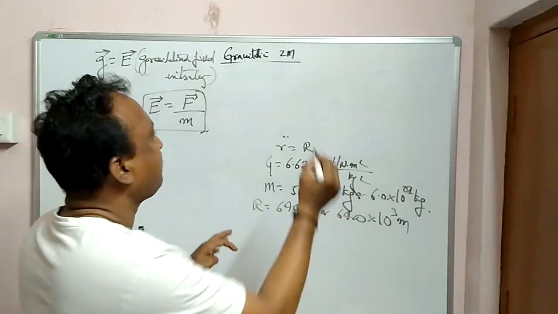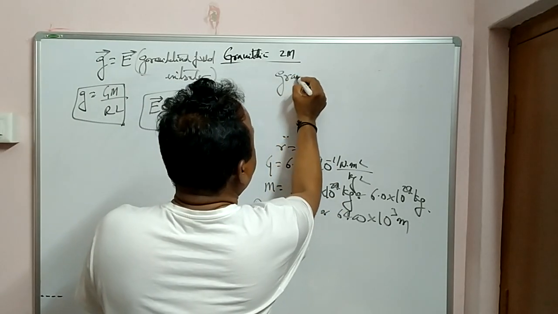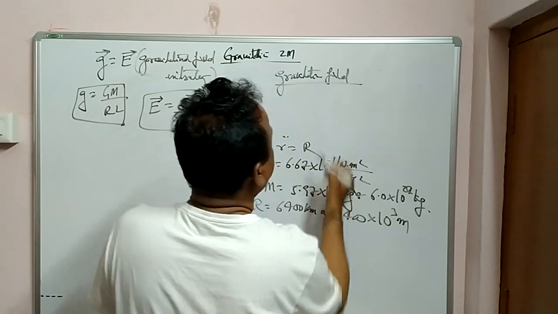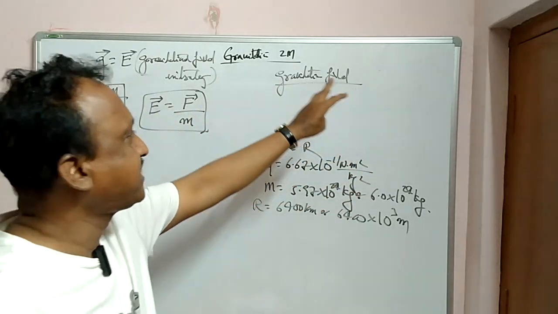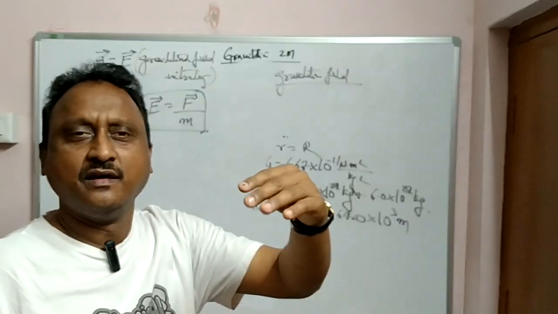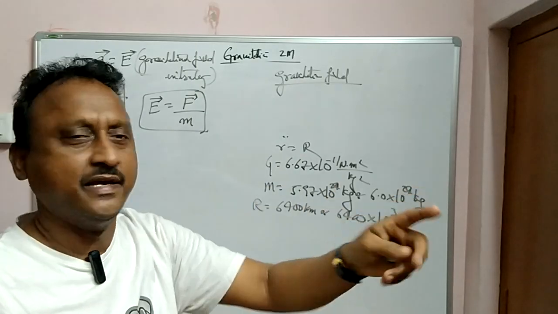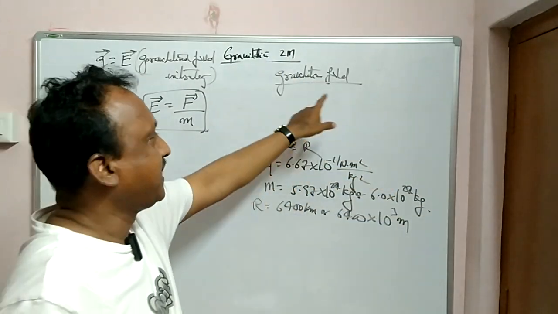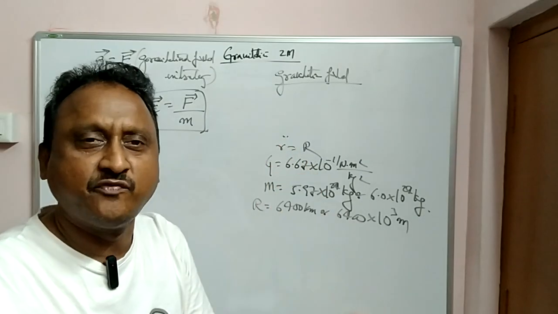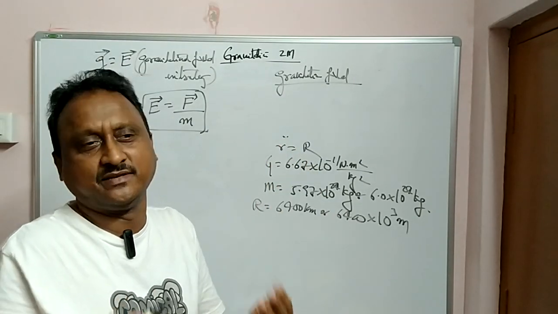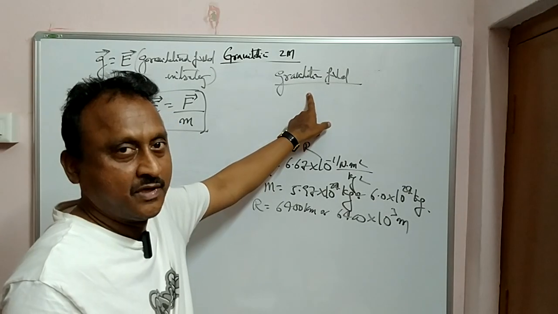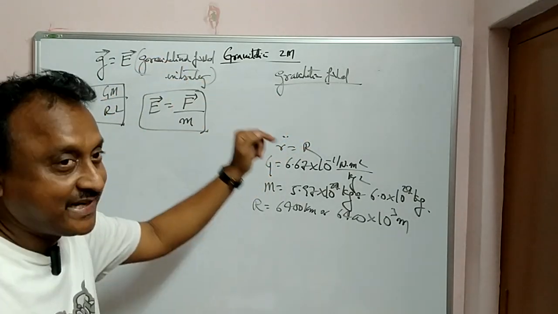What is gravitational field actually? Just like electric field, gravitational field is the region or space around a body where its influence is felt. The region or space around a body where its influence, that is attraction, is felt on another body. That we call the gravitational field. So what is gravitational field intensity?